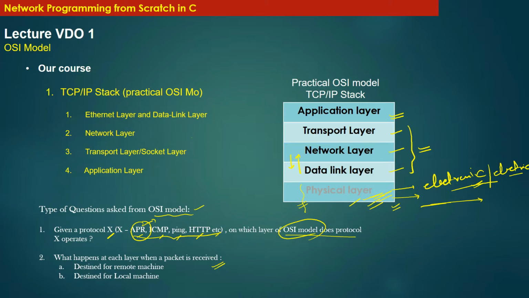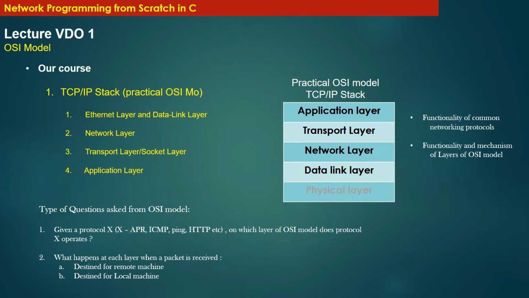So guys, in brief, in this course, we will go through the functionality of the common networking protocols, how they work and why they work, and in which layer of the OSI model or the TCP/IP stack they work. Then we will also discuss the functionality and mechanisms of the layers of the OSI model. And the last thing is that in this course, you will be given various coding and project assignments. You must complete these projects and coding assignments and upload all the code and all the work that you do on GitHub.